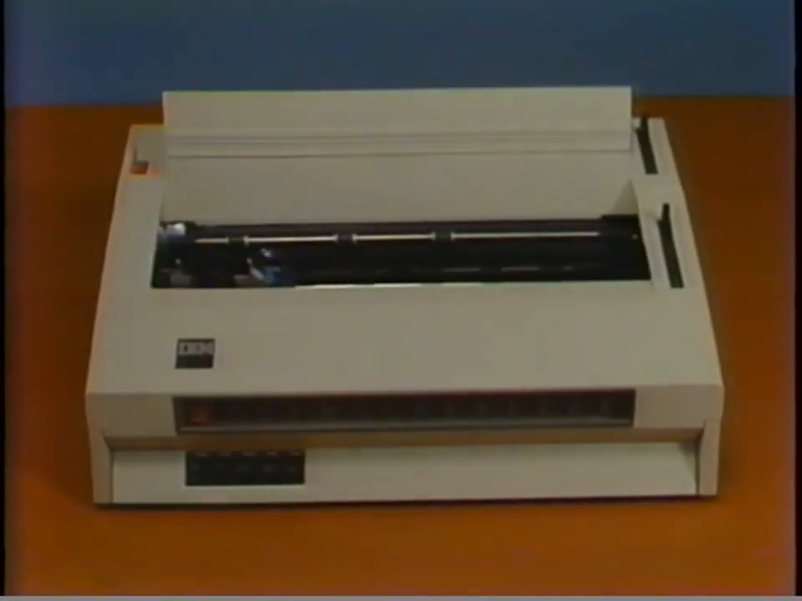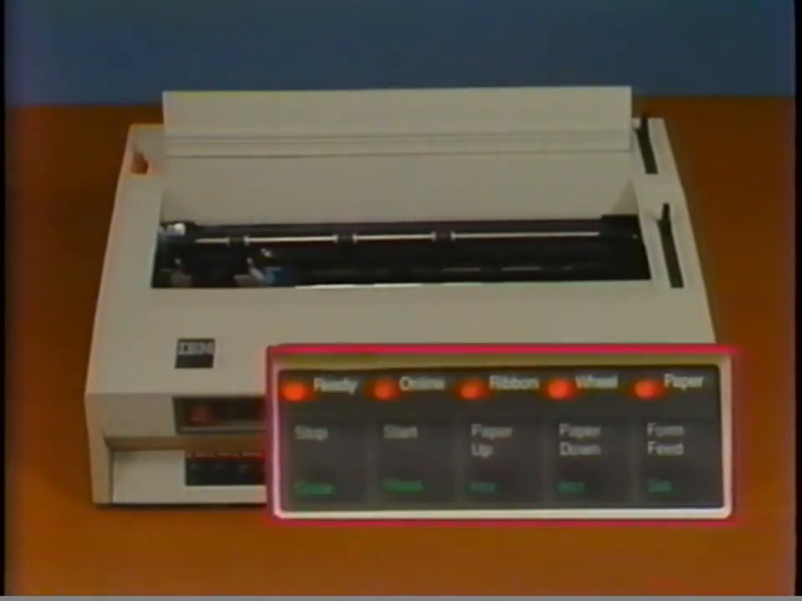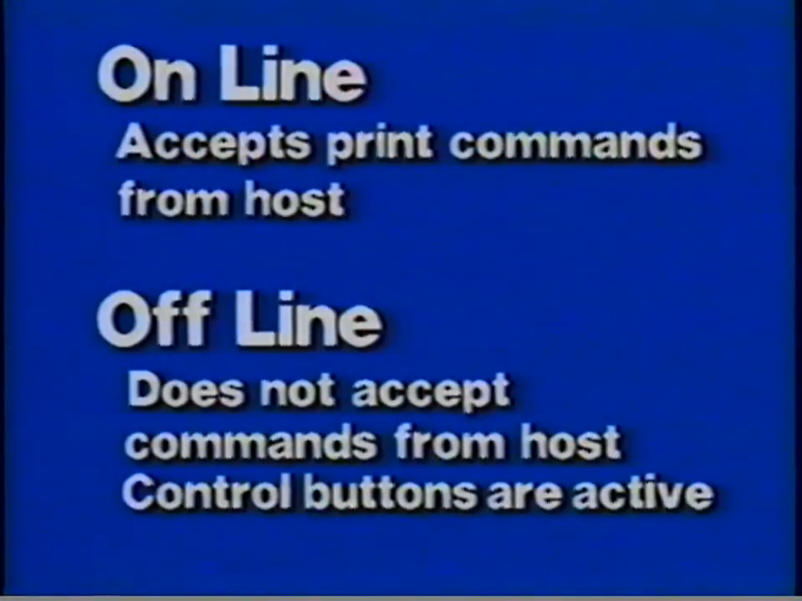When the operator turns the power switch to the on position, the printer performs an internal check called the power on self-test. During this test, the indicator lights turn on. When POST is complete, only the Ready and the Online LEDs are on. This indicates the printer is online and ready to print. Online means the printer will accept print commands from the host system. Offline means the printer will not accept print commands, and the operator control buttons on the control panel are active.